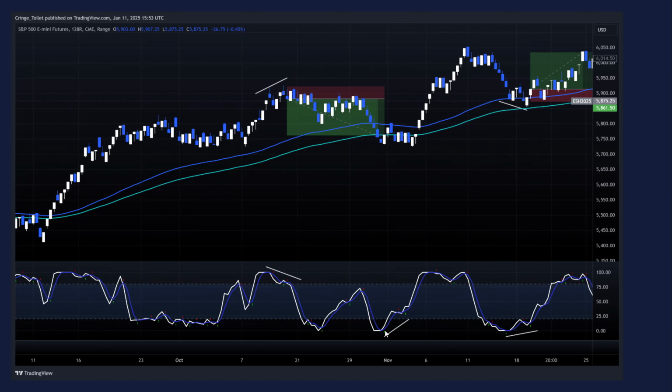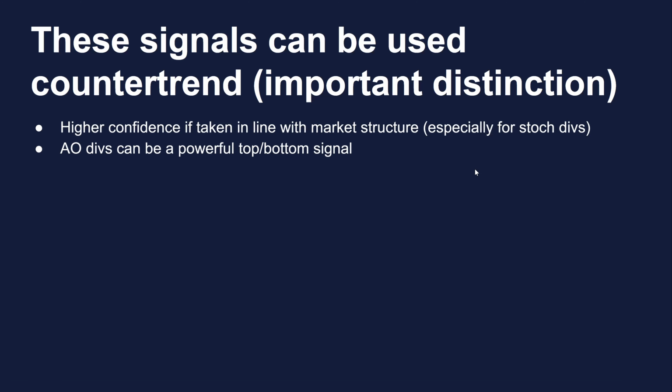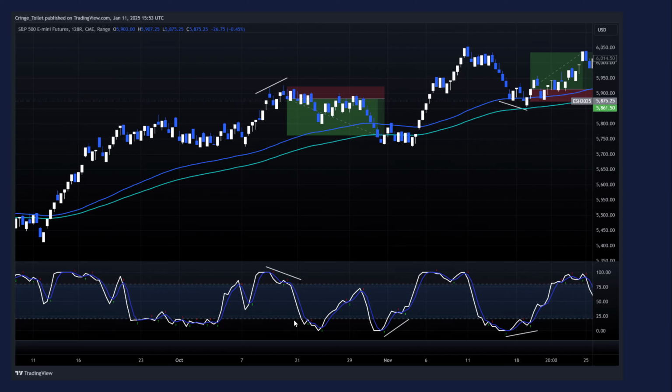Over here, a similar kind of thing, like a long example, where we get a low and then a higher low on the cross, while price makes a low and then goes a little bit lower. So kind of 2 for 1 in this example. It didn't do anything with AO, but you get the picture.